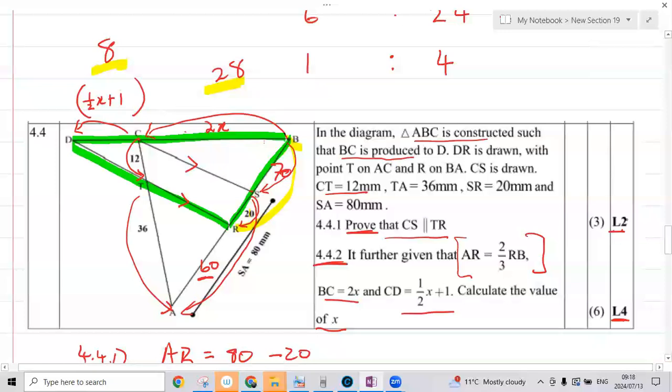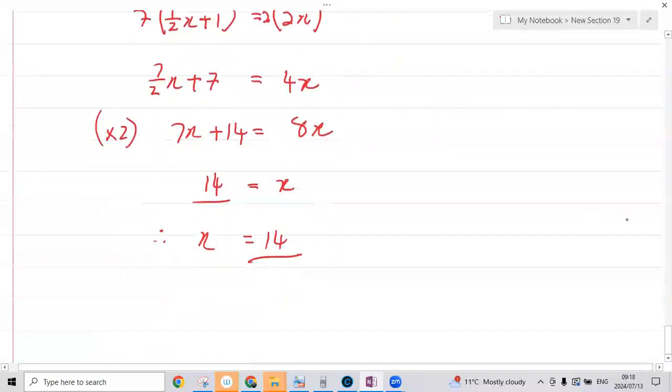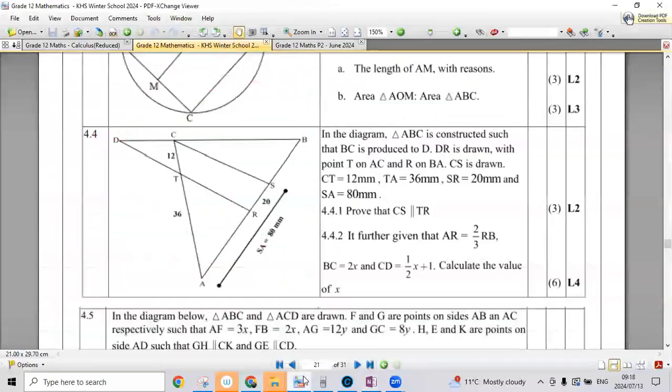Remember, this is a level 4 question, 6 marks. And that's how we're going to go about doing it. So X equals 14. Let's move on.